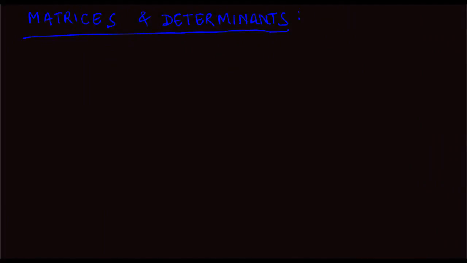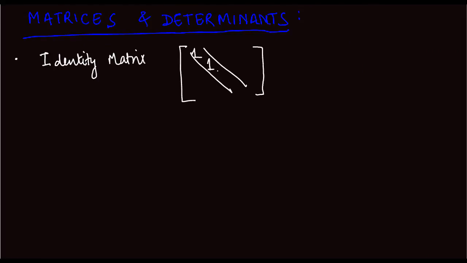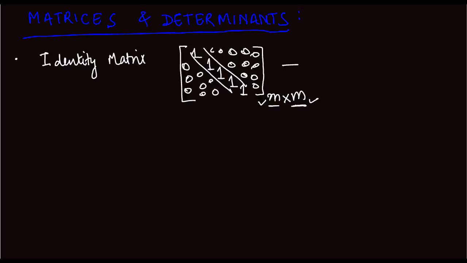Now we are going to start matrices and determinants. So we are going to start with basic types of matrices. You should know these. First is the identity matrix. An identity matrix is a matrix in which all the diagonal elements are 1 and all the other elements are 0. The order is m cross m, that is, the number of rows and number of columns are the same. It is represented by I m cross m.